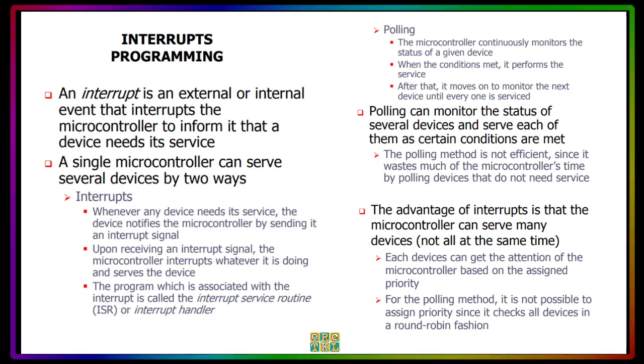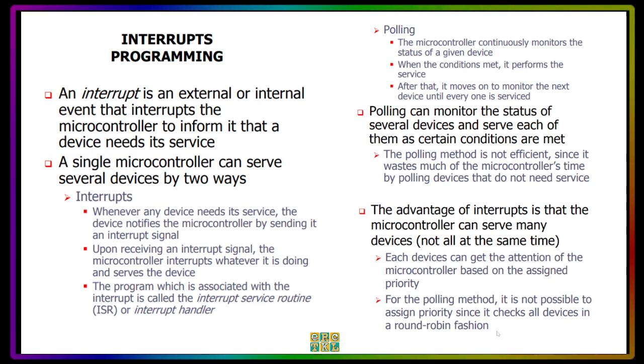priority. So, unlike in polling where the devices will be in line, waiting for their turn to be monitored before the microcontroller will know their situation, in the interrupt method, each device can get the attention of the microcontroller anytime based on some priorities. Now, for the polling method, it is not possible to assign priority because it will check every device in a round robin fashion.